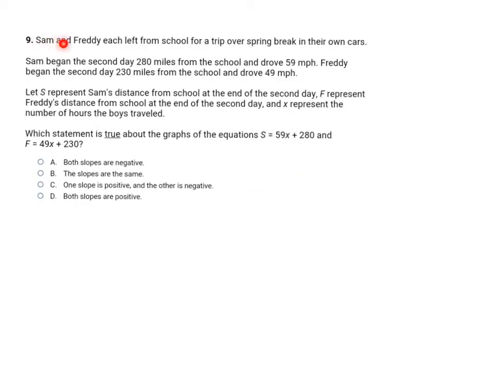Okay, this equation says Sam and Freddie each left for school for a trip over spring break in their own cars. Sam began the second day 280 miles from the school and drove 59 miles per hour. Freddie left the second day 230 miles from the school and drove 49 miles per hour. Let S represent Sam's distance from the school at the end of the second day, and F represent Freddie's distance from the school at the end of the second day, and X represent the number of hours they both traveled.